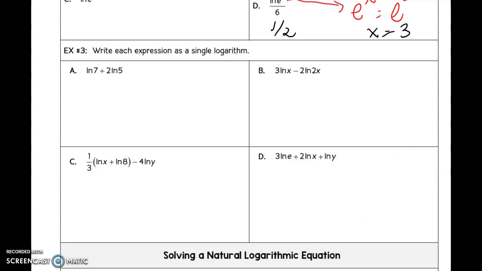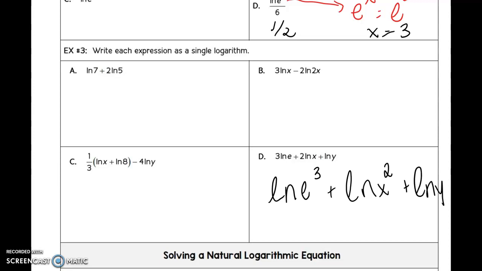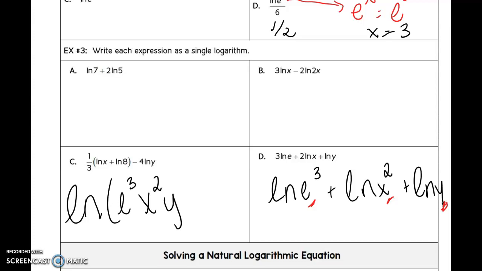We have addition and addition, so that means we're going to have multiplication, right? So ln e to the power of 3 plus ln x to the power of 2 plus ln y to the power of 1. There's an understood 1. Now, addition I said is multiplication, so you're just going to take these and multiply them together. So your final answer is ln e to the power of 3 x squared y. I'm okay with you leaving e to the power of 3 alone, even though that's a number. Leave it like that and you're done.